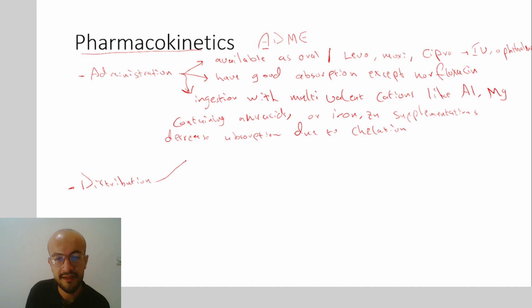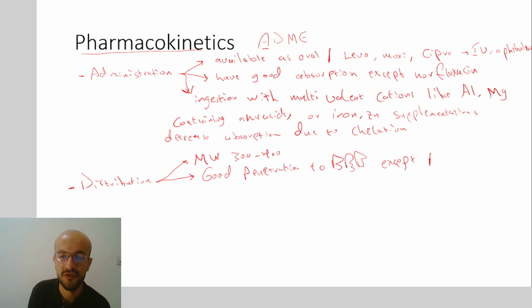First, it has a molecular weight of 300 to 400, and it has good penetration to the blood-brain barrier, except for the first generation, which is nalidixic acid. So except nalidixic acid, it does not cross.